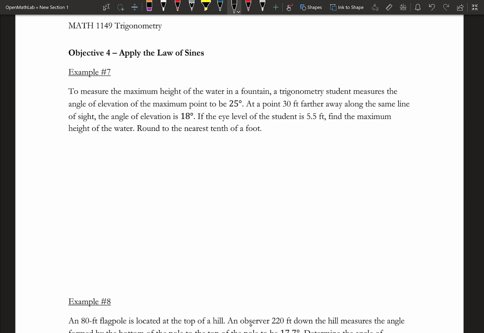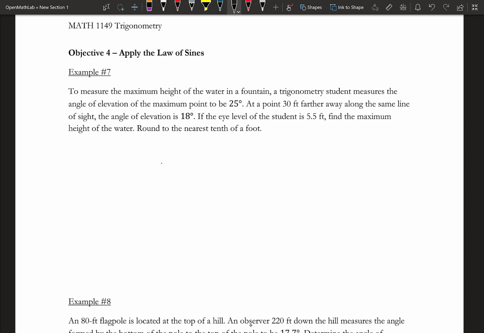Example 7 says, to measure the maximum height of the water in a fountain, a trigonometry student measures the angle of elevation of the maximum point to be 25 degrees. At a point 30 feet farther away along the same line of sight, the angle of elevation is 18 degrees. If the eye level of the student is 5.5 feet, find the maximum height of the water. Let me try to draw this the best I can.